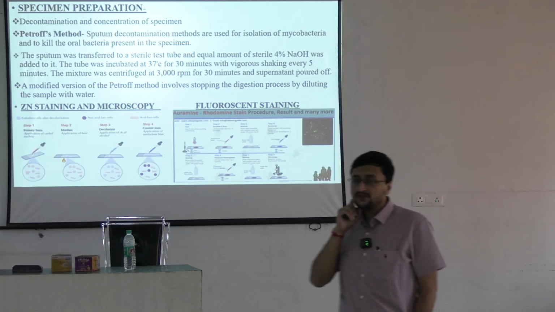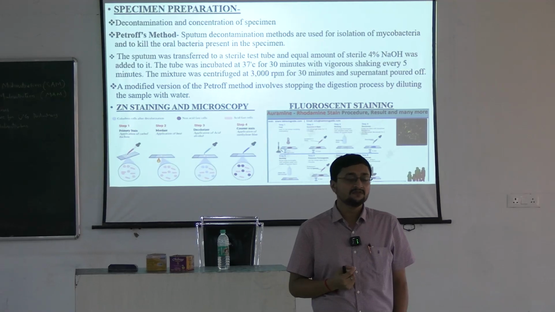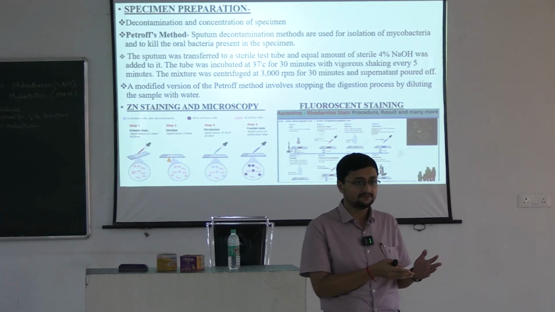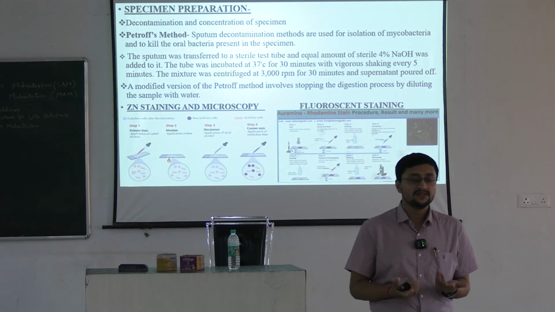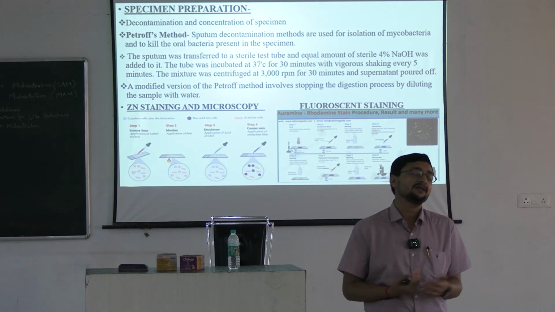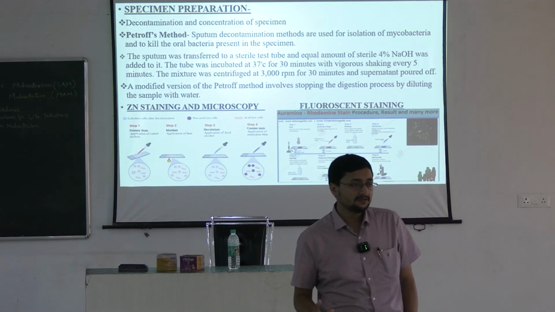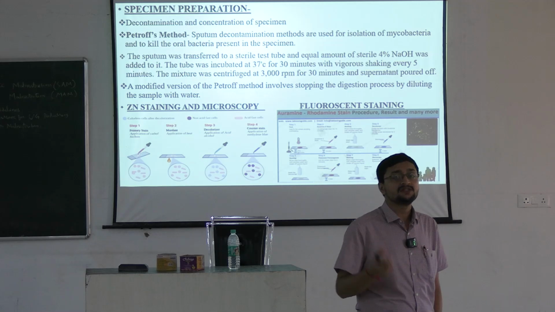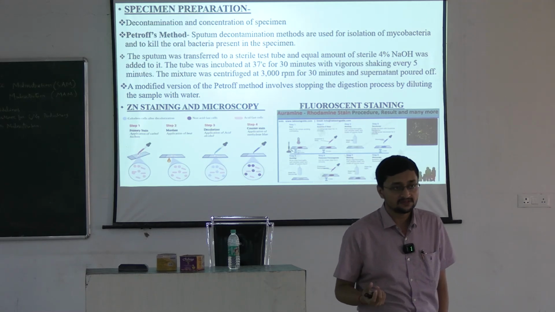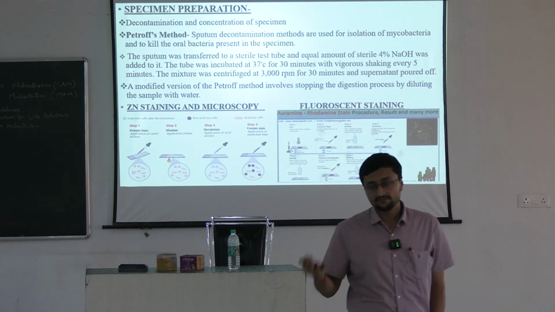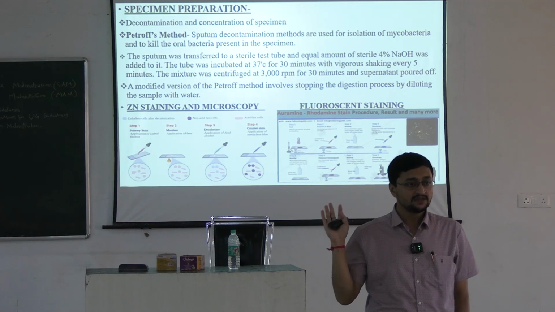So what is the utility of doing a fluorescent stain? We have Ziehl-Neelsen itself, so why do we need fluorescent stain? Tell me, somebody answer, I told everything in the previous class. Because in Ziehl-Neelsen there may be many false positive results, such as if the patient is having hemoptysis, then the smear may look like AFB. But in case of fluorescent staining, this will never happen.